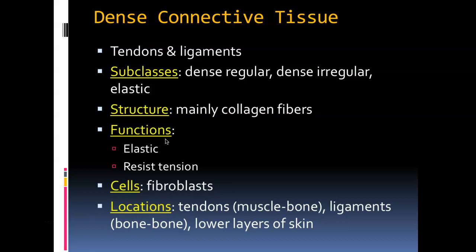All right, and then here's the location. So tendons, ligaments, and then the lower layers of the skin. And then also the elastic dense connective tissue can be found in the blood vessels.